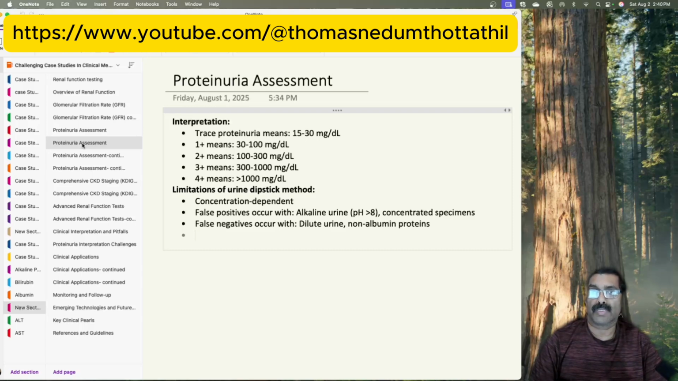Limitations of urine dipstick method. It is concentration dependent. False positives occur with alkaline urine, especially when the pH is more than 8, and with concentrated specimens. False negatives occur with dilute urine and with non-albumin proteins.